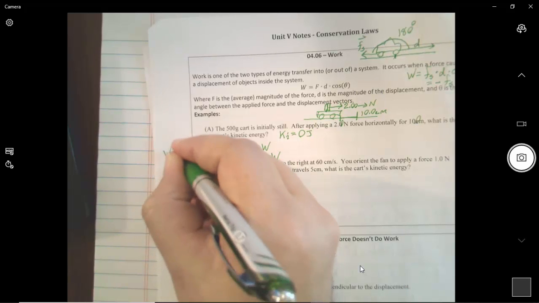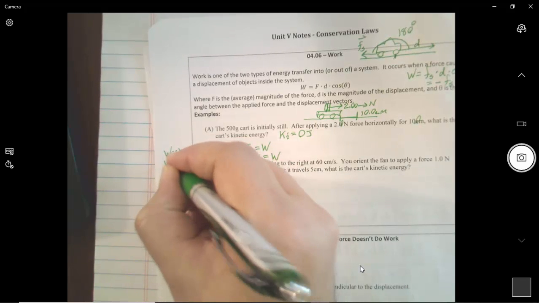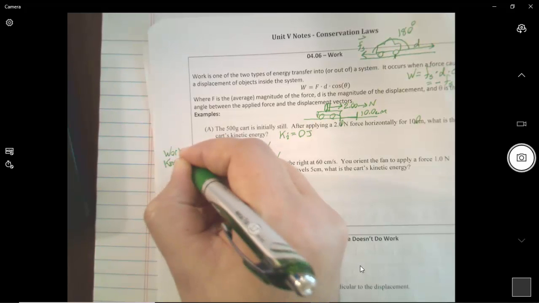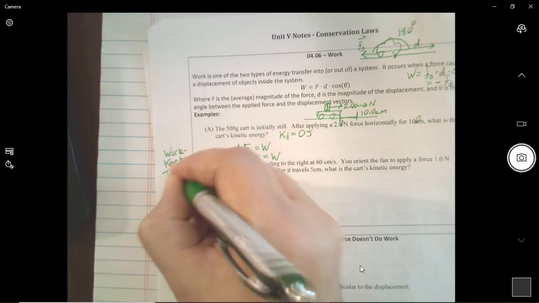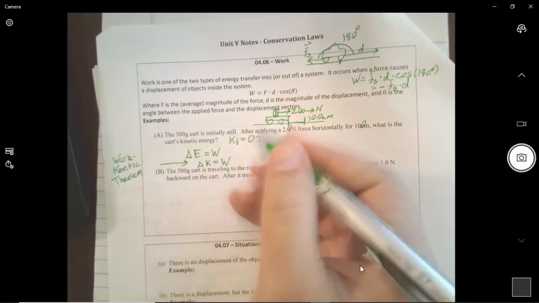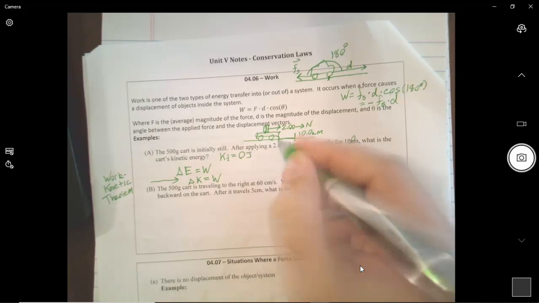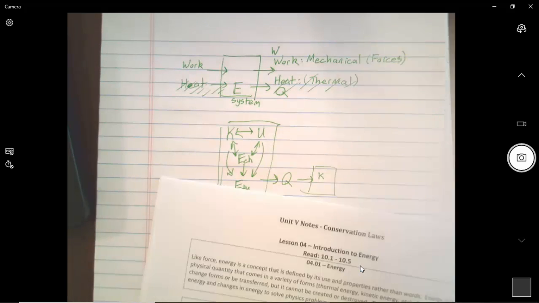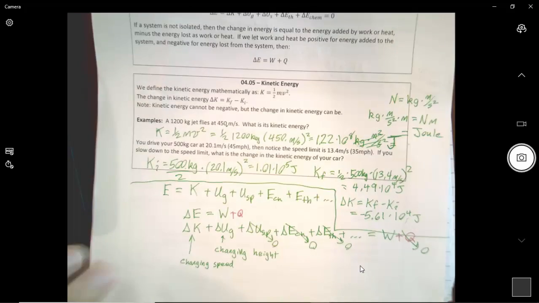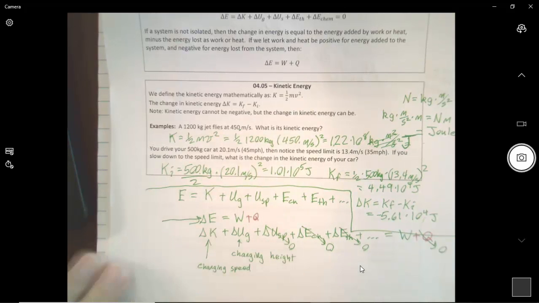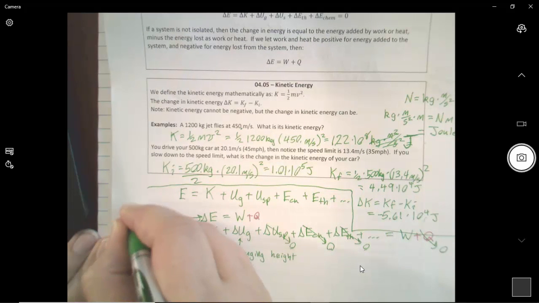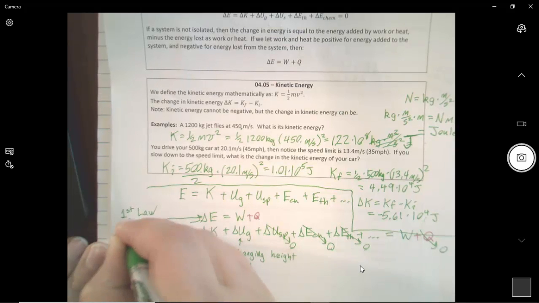Some books call this the work kinetic energy theorem. I think that is kind of an overstatement. It's a sort of grandiose term for an equation that comes out of a more important equation. I wouldn't jump straight there unless you're pretty confident as to why. I would start with this equation. This equation, more grandly and more appropriately, is the first law of thermodynamics.